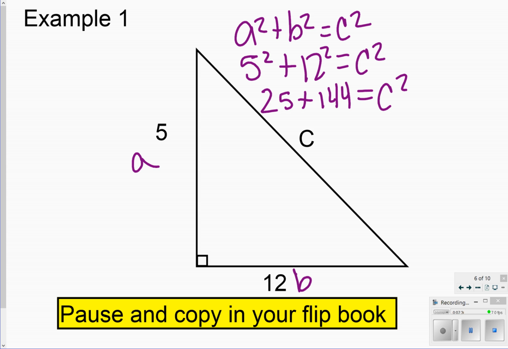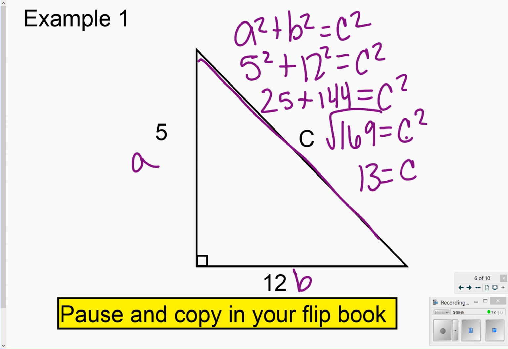So what do they equal when we put them together? 169 is equal to c squared. Well, the line is not itself 169 units. Because it's squared, we need to figure out what c is all by itself. So we're going to take the square root of that number, because this is c times c. The square root of our number, we're going to see that 13 is what c is equal to. So the hypotenuse would equal 13. Okay? Go ahead and add this information into your flipbook.